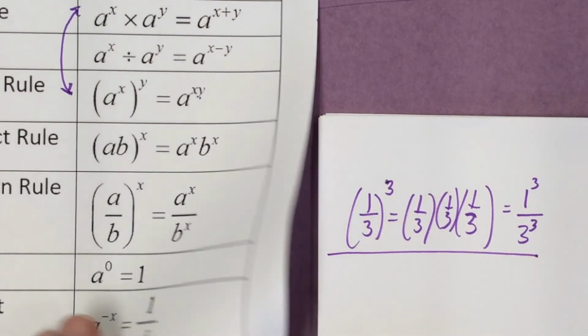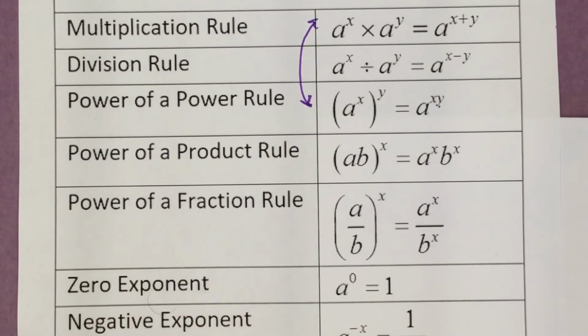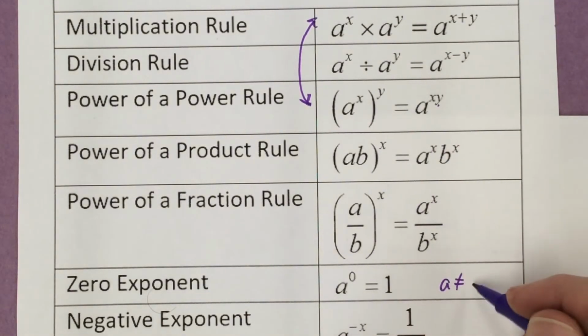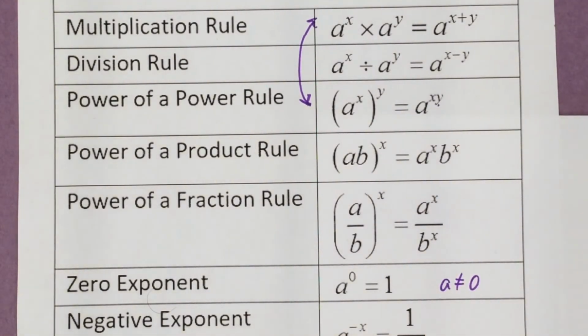Next rule we're going to look at is what's called the zero exponent. And I'm going to add one caveat to this: a to the 0 is equal to 1 so long as a is not equal to 0. So we can't raise 0 to the 0 and have it be equal to 1, but anything else is going to equal 1.